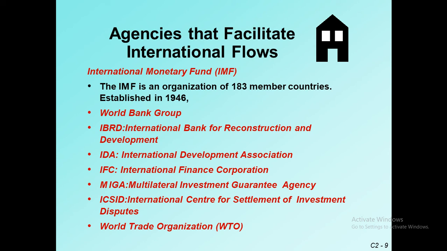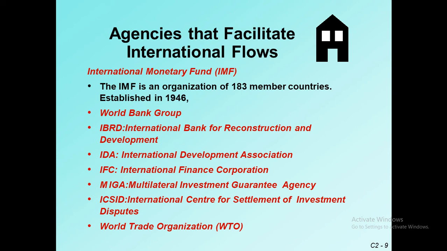The first is the International Bank for Reconstruction and Development, IBRD. It's better known as the World Bank. IBRD provides loans and development assistance to middle income countries. Its structural adjustment loans are intended to enhance a country's long-term economic growth.